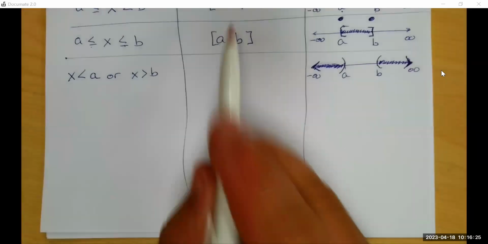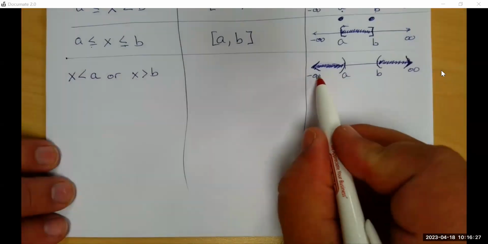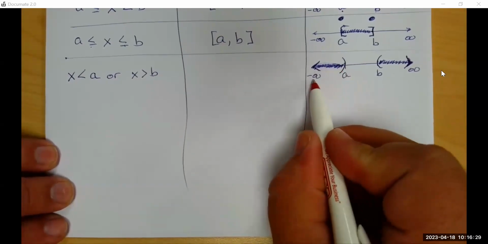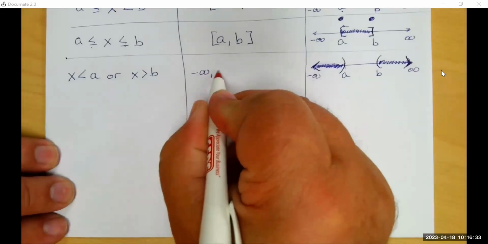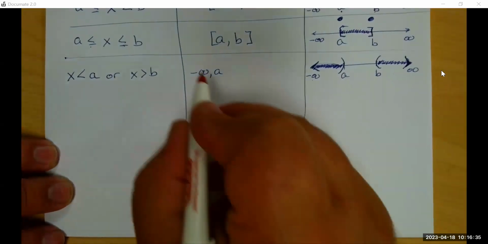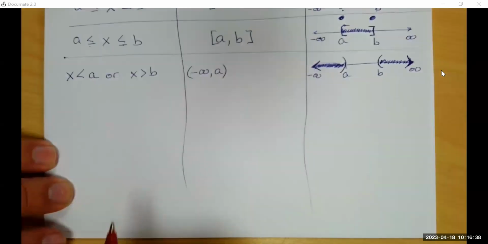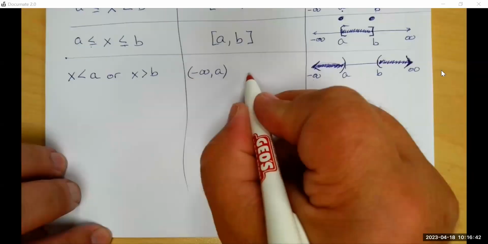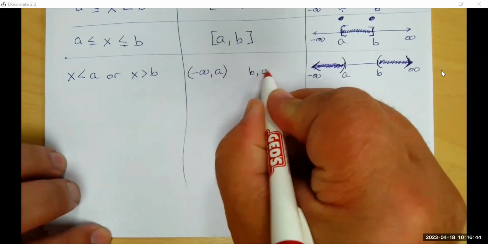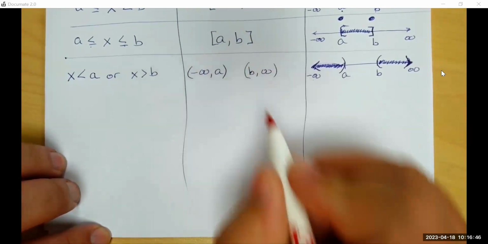Now the problem comes with the interval notation. This first shaded region goes from negative infinity, comma A. They're both parentheses. And then you have B, from B to infinity, and they're both parentheses.